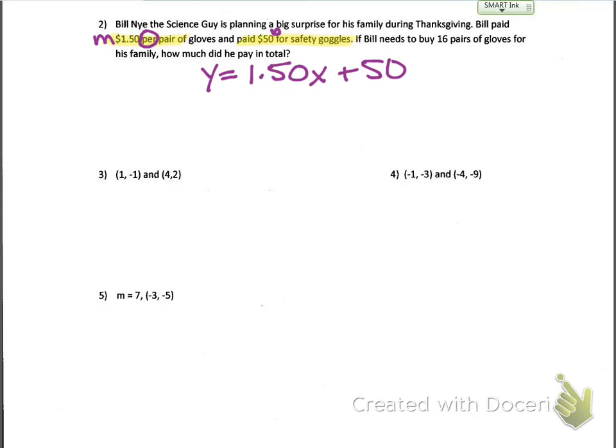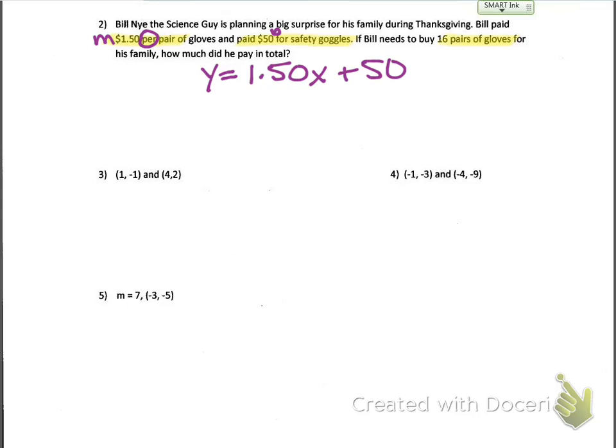Now, here's the next part that it tells me. If Bill needs to buy 16 pairs of gloves for his family, how much did he pay in total? So they give me how many gloves he actually bought. So usually, when we plug in a number, we plug in y for money, meaning if we know how much money we spend in total, that's what we plug in for y. But this time, they gave us how many pairs of gloves he needs to buy. So we would actually plug in 16 gloves for x.